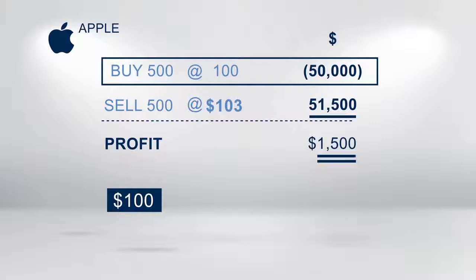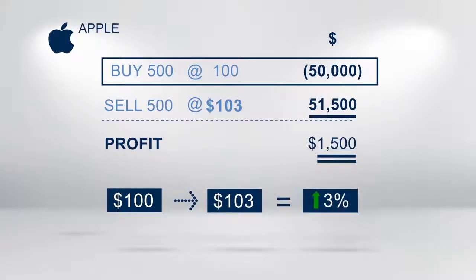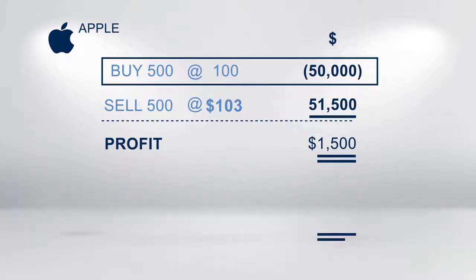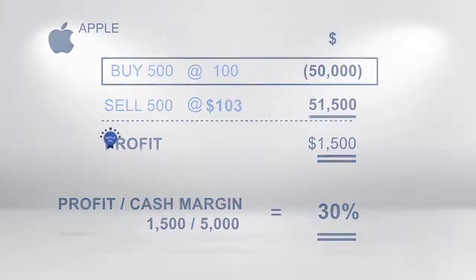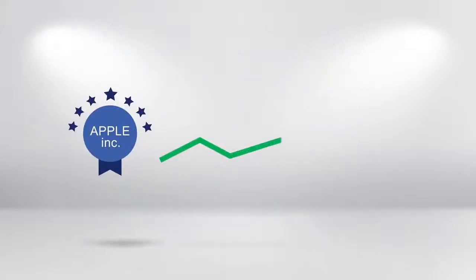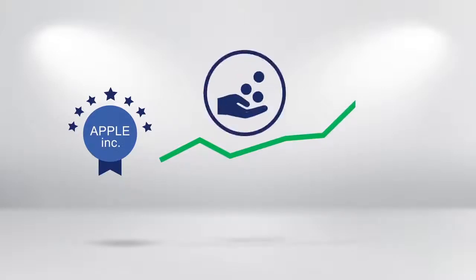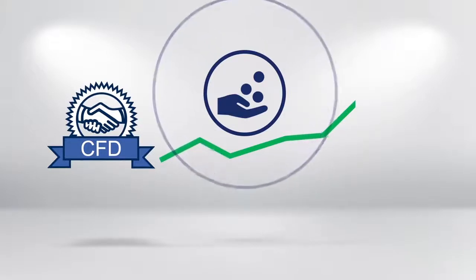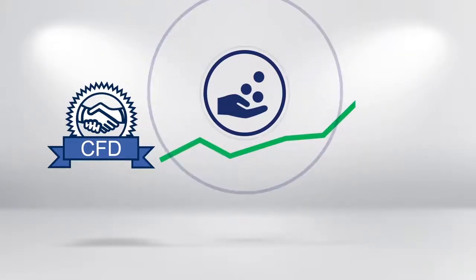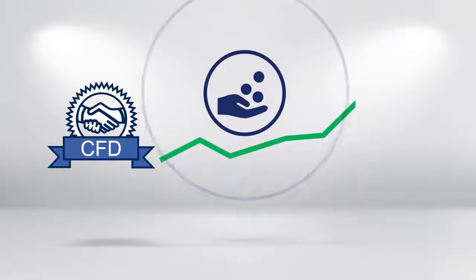Apple shares have risen from $100 to $103. That's a 3% rise. But your actual return is 30% because you only put up 10% of the purchase price in cash. So your profits are 10 times the rise in the share price. In summary, you could have bought Apple shares and made some money if they rose. Instead, you bought a CFD on Apple shares and the profits were 10 times leveraged.